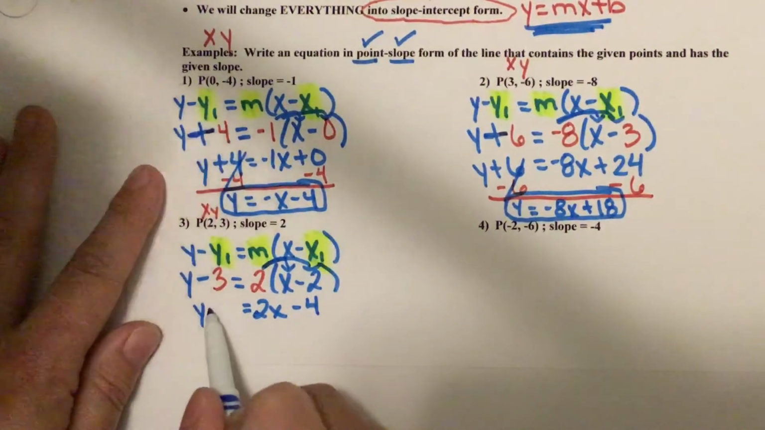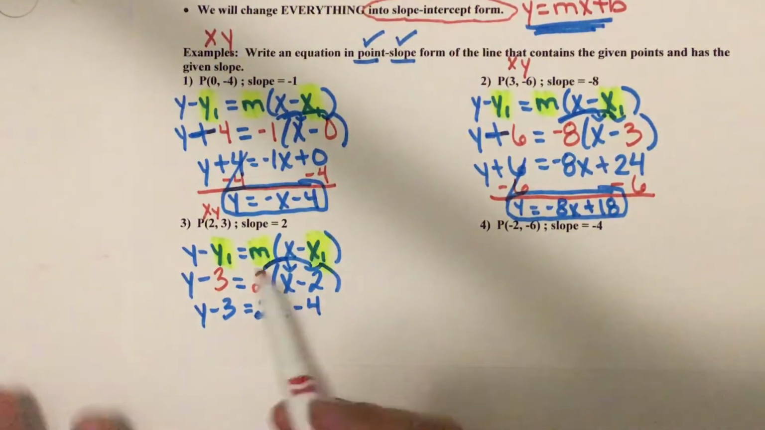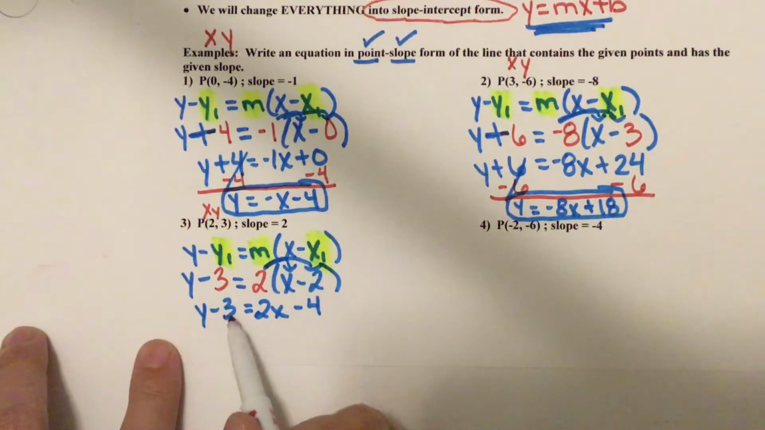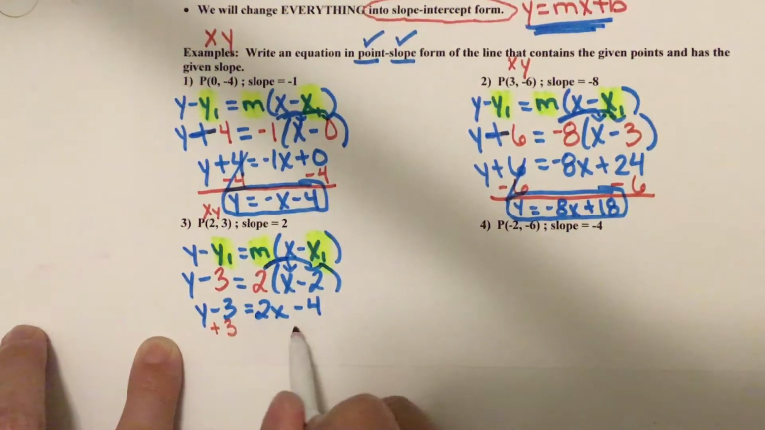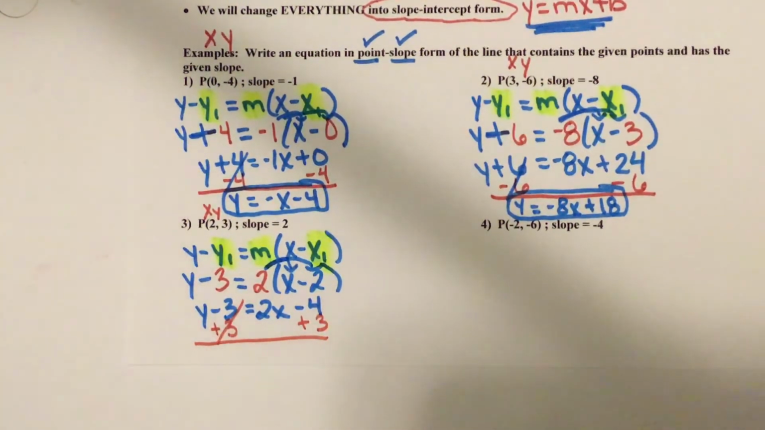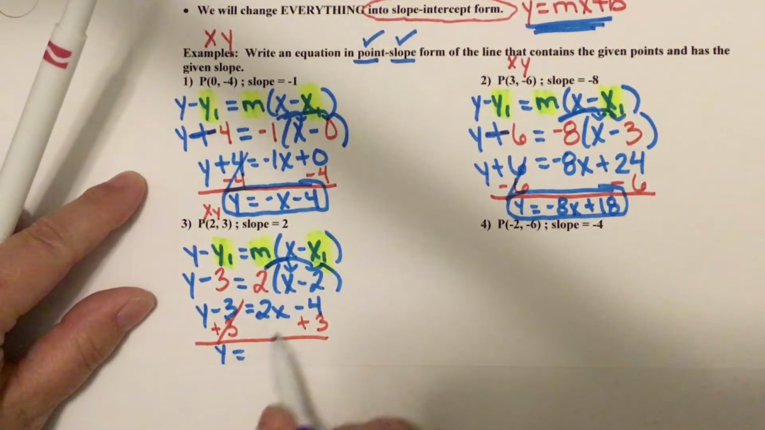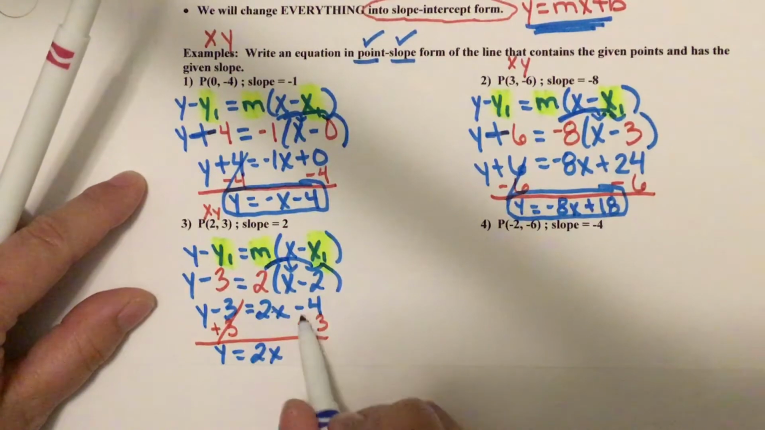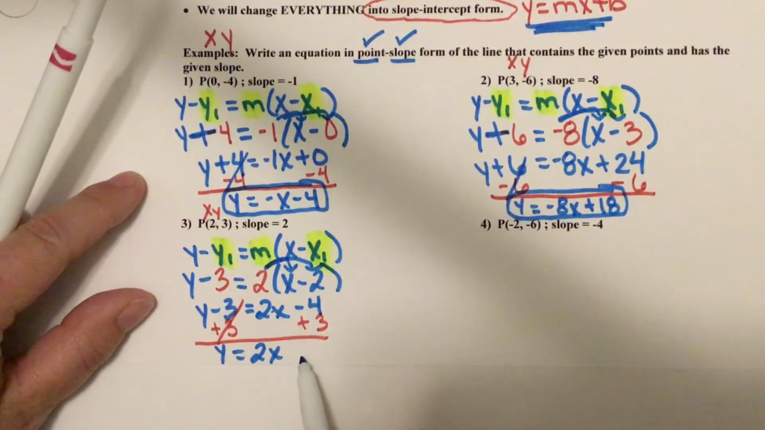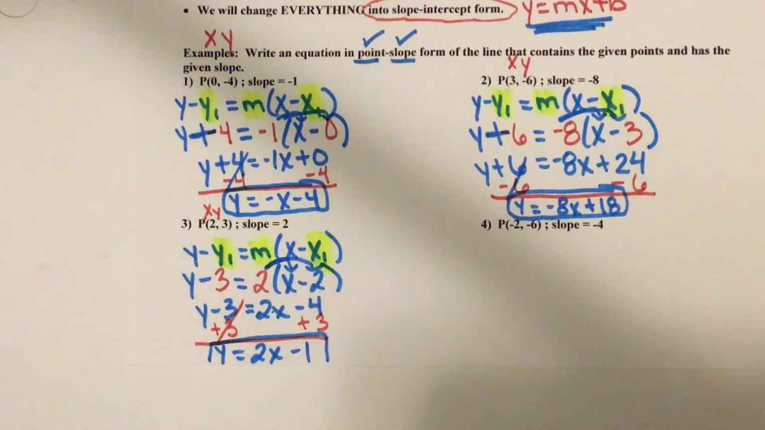Let's bring down the y minus 3. And then to get y by itself, to get rid of subtraction of 3, we add 3. And of course, I have to do it to both sides. Now things start dropping like flies. So the y drops, the equals drops, the 2x drops, and -4 plus 3 makes -1. And that's our answer. What do you think?